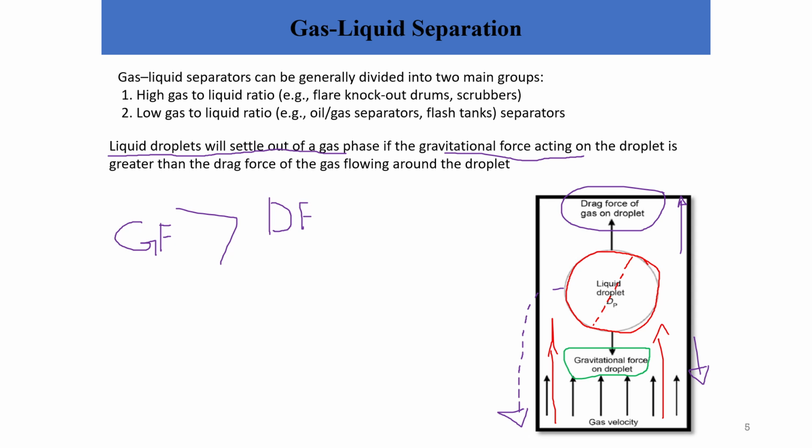Another thing that we need to keep in mind is that we can also classify the gas liquid separator based on the gas to liquid ratio that you are dealing with. If you are dealing with a high gas to liquid ratio, then this can be considered what we call the knockout drum or the scrubber. If you are dealing with a scenario where you have a low gas to liquid ratio, this means that you are dealing with what we call a flash tank, or the oil gas separator in general.